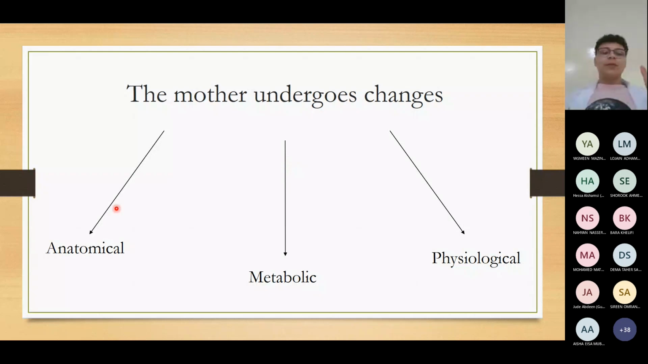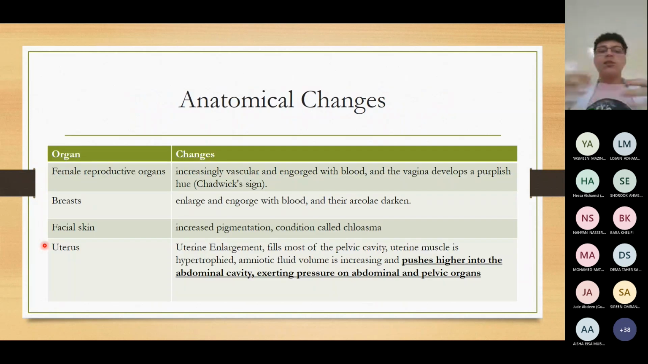Okay, so for the anatomical changes, what do you mean by anatomical changes? Structures, anatomy, you took what we mean by structures, right? So structural changes are going to happen to the mother. Metabolic changes are something related to hormones, vitamins, protein, carbohydrates, these we call metabolic changes. Physiological changes means changes in the functions of our body systems, okay? So we have three types of changes a mother will undergo: anatomical, metabolic, physiological. Let's first discover what are the anatomical changes that a mother will undergo.